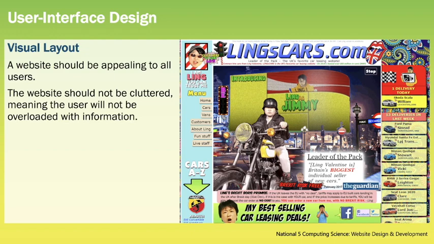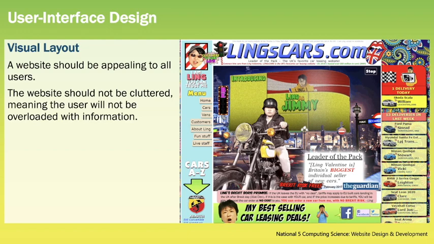When we're building a website and we're thinking about its design, there are a number of things that we need to consider. First of all, visual layout. A website should be appealing to users. The website should not be cluttered, meaning users are not overloaded with information. Here we can see the Lynx Cars website is a very busy website and it could be quite distracting. And if you load up Lynx Cars, you'll find it a lot more distracting than this image, as there's also music in it as well.